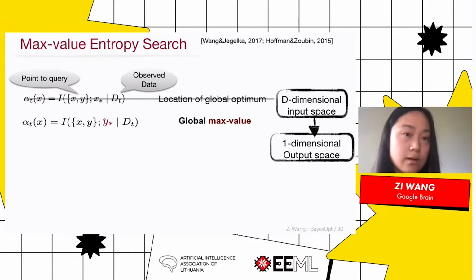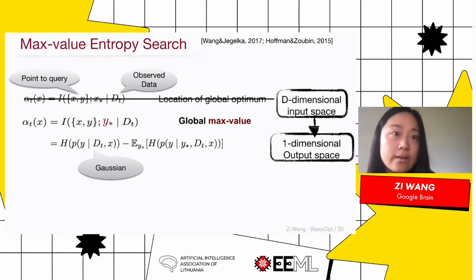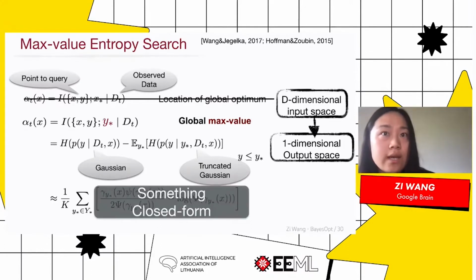The thinking behind this is that, although we care a lot about the location of the global optimal, if we get the information about the max value, potentially we're still getting a lot of information about the location as well. For this particular acquisition function, again, we can write out the information gain. The first item is simply the entropy for a Gaussian, because Y is a Gaussian distribution. The second item can be approximated by the entropy for a truncated Gaussian, because we know that our function value Y must be smaller than or equal to the global max value. So both of the terms have a closed way of computing, and you can eventually write it out in closed form.